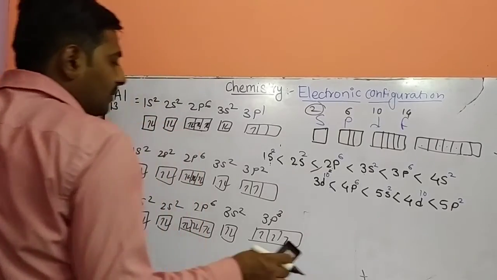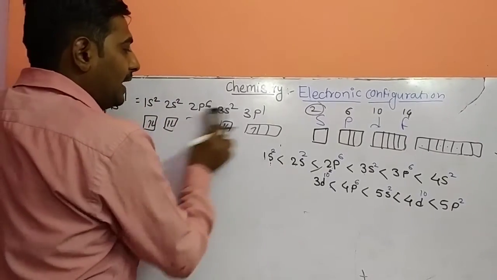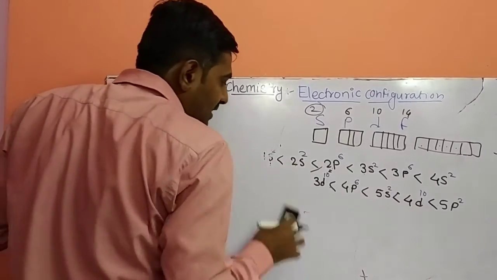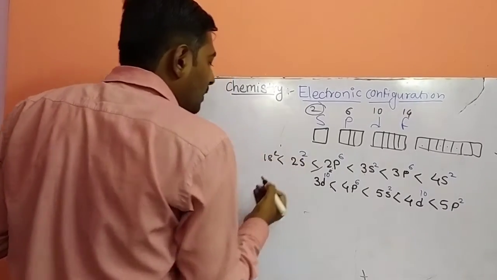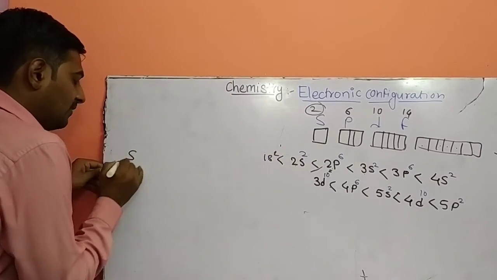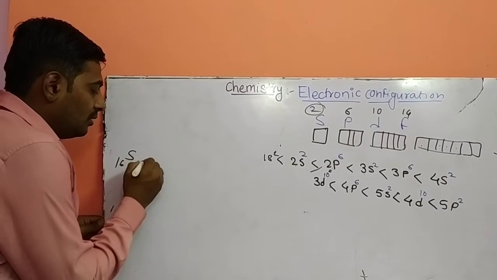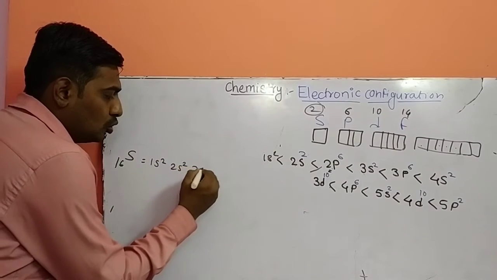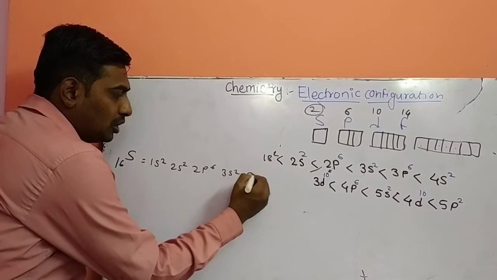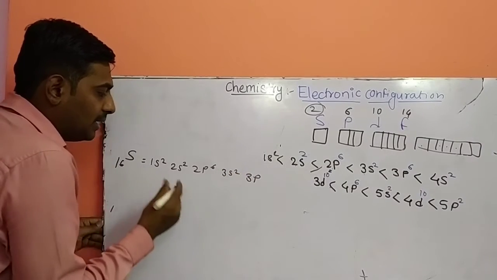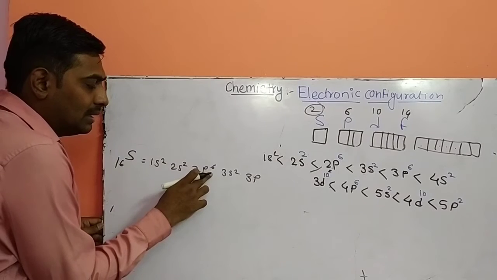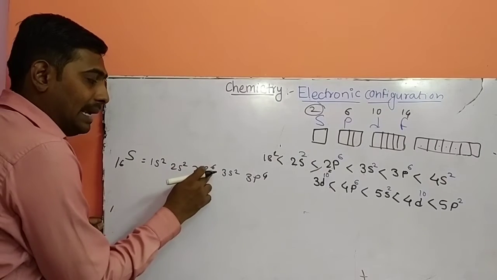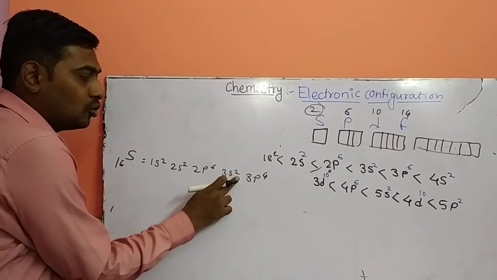Like this way. Then atomic number 16, which element? You have to remember the atomic numbers as we discussed in the previous lecture. So what is atomic number 16? Sulfur. So what is the electron configuration? 1s2 2s2 2p6 3s2 3p, how many? 2 plus 2 is 4, plus 6 is 10, plus 2 is 12, and 4 is 16. That is 2 plus 2, 4, plus 6, 10, plus 2, 12, plus 4, 16.